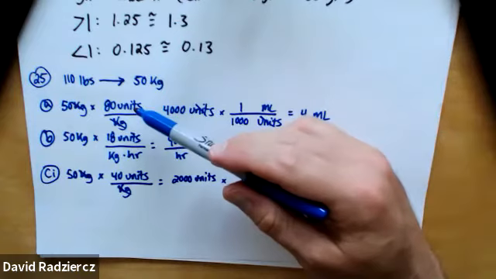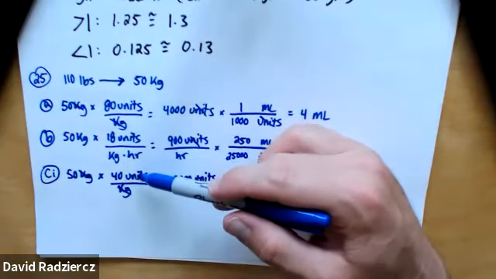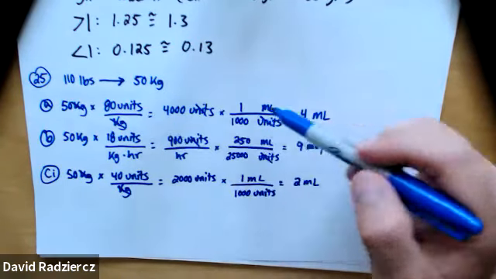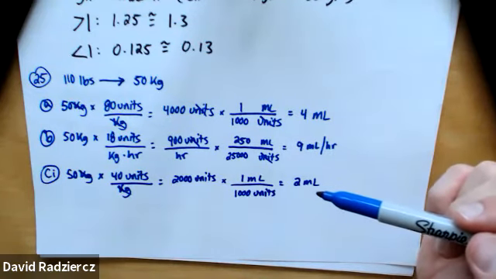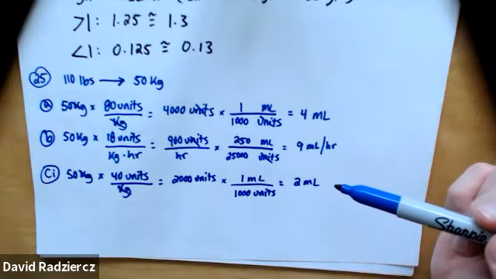Now, if you're looking at this and said, well, I understand that 40 units is half of 80 units. So if that was 4, then the new one should be 2. You did that right. So I'm not here to tell you not to do that. You did that right.